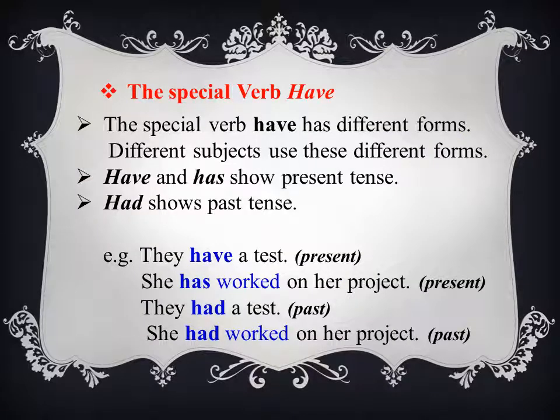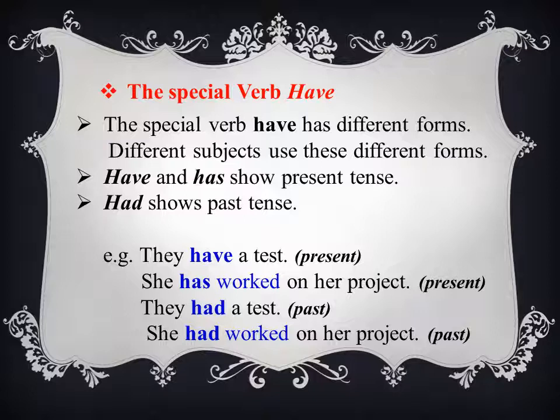Now moving to the second type of the helping verbs, which is the special verb have. The special verb have has different forms. Different subjects use these different forms. Have and has show present tense. Had shows past tense. And like the helping verb be, the helping verb have can come alone in a sentence or precede a main verb.